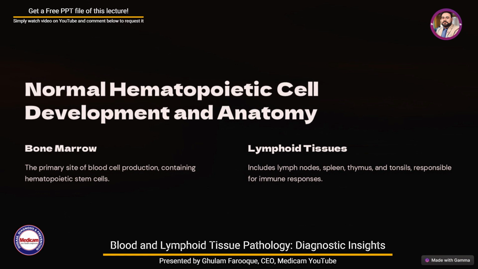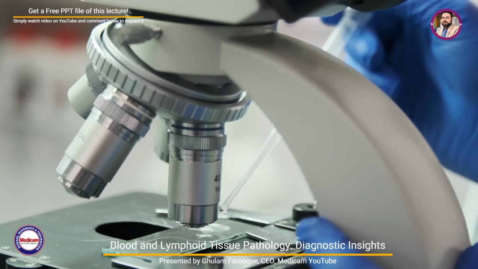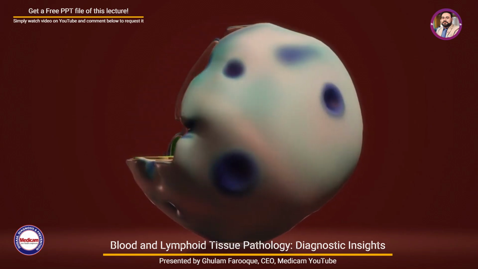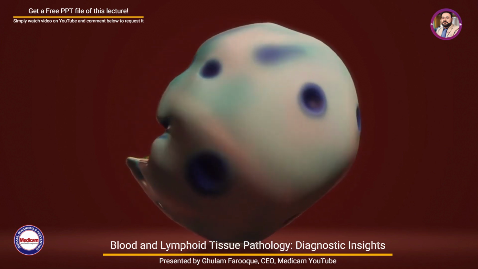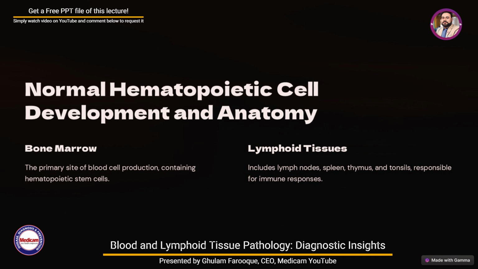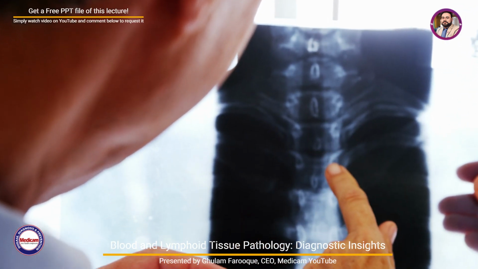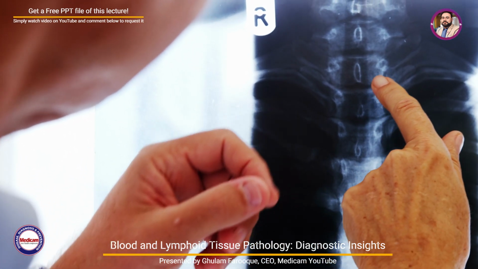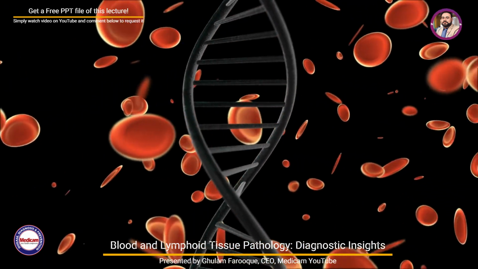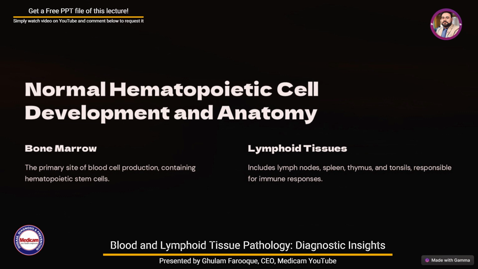Hematopoietic cell development occurs in the bone marrow, where hematopoietic stem cells, HSCs, differentiate into all blood cell types. This process, called hematopoiesis, produces myeloid (RBCs, platelets, monocytes, neutrophils, eosinophils, basophils) and lymphoid (T cells, B cells, NK cells) lineages. HSCs reside in specialized bone marrow niches regulated by cytokines and growth factors. Once matured, cells enter circulation and migrate to tissues to perform immune, oxygen transport, and clotting functions.